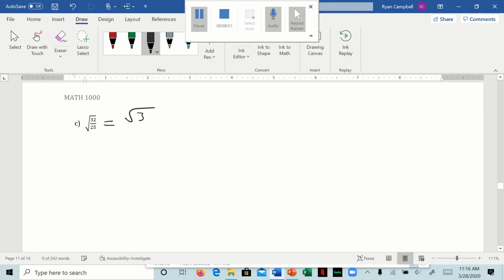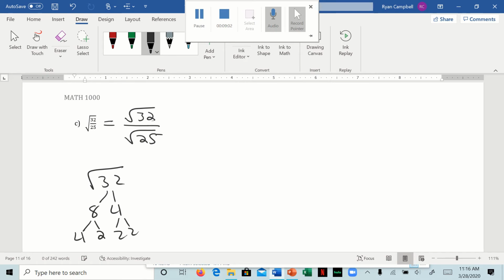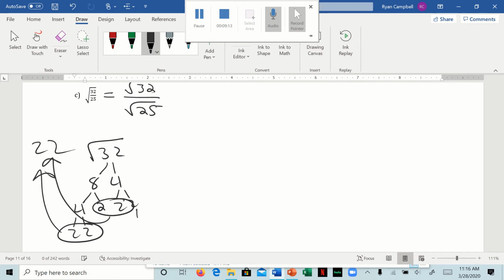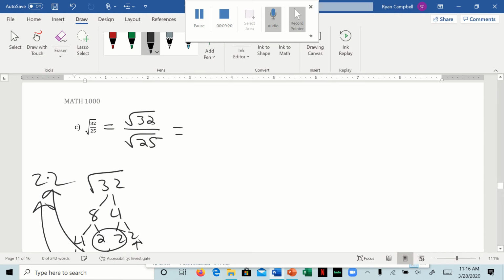So we see this is the square root of 32 over the square root of 25. So square root of 32, we get 8 and 4. We get 4 and 2, 2 and 2, and 2 and 2. So we can see there's one 2 that comes out. There's another 2 that comes out, and we're left with a 2 inside. So that's going to be 2 times 2, which is 4, square root of 2.